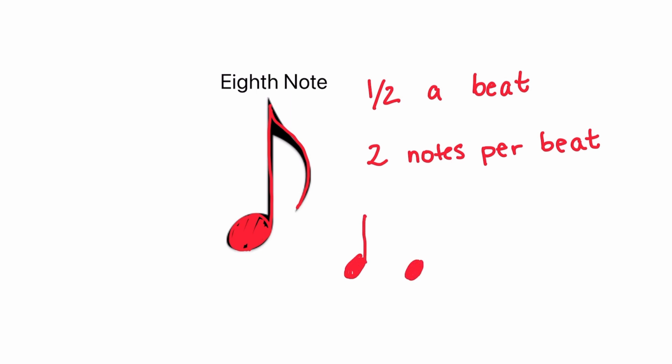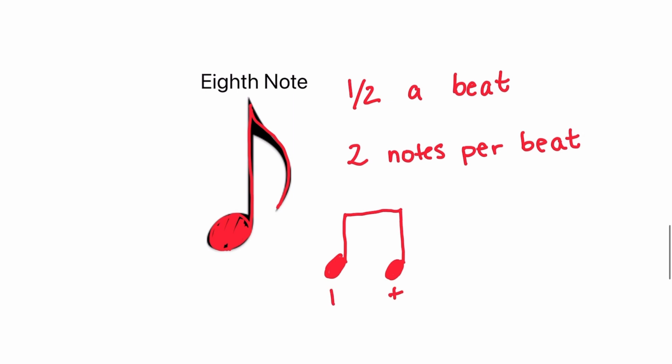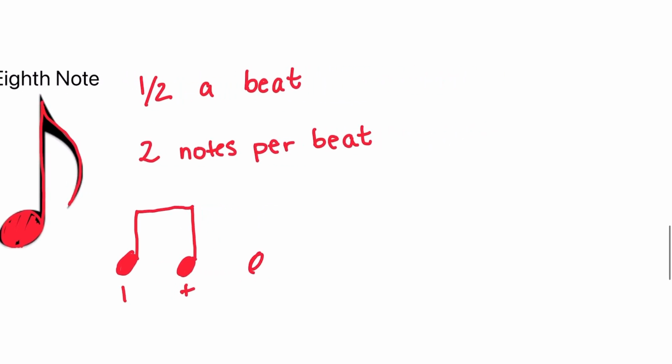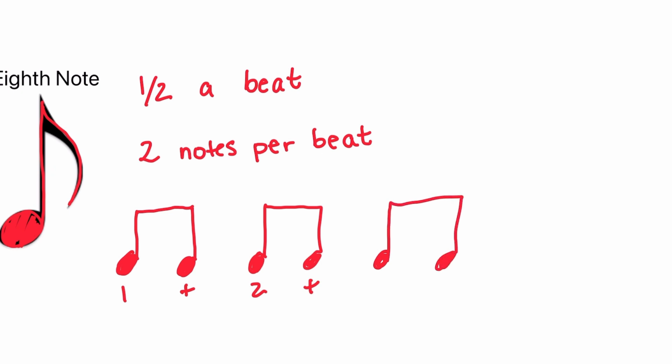And when we have that, they look like this. They're connected at the top. And we count this as 1 and. If there were more, the next pair would be 2 and. The next pair would follow the same pattern, and it would be 3 and, you guessed it, the next one would be 4 and, for however many there are in the measure.